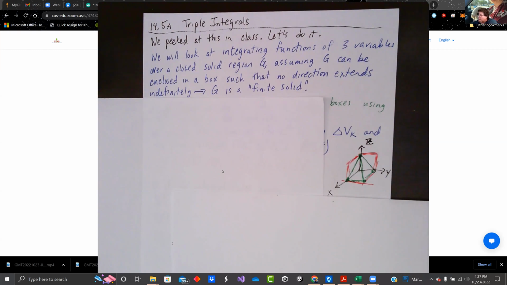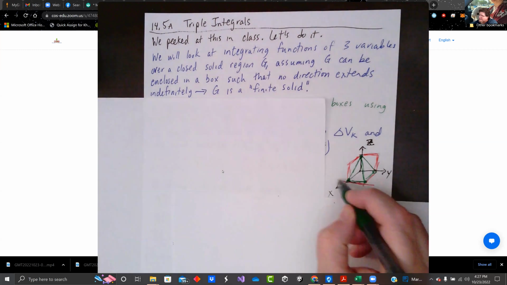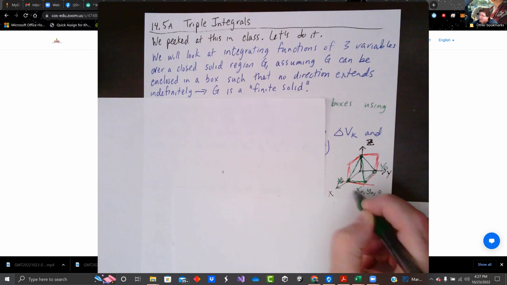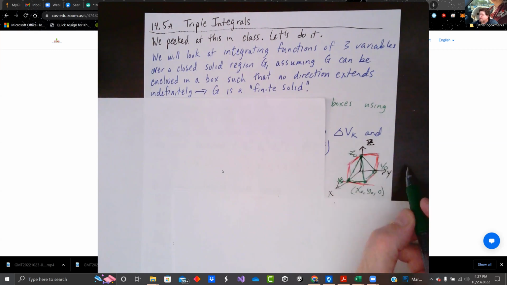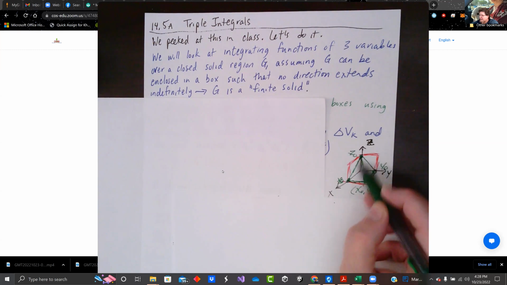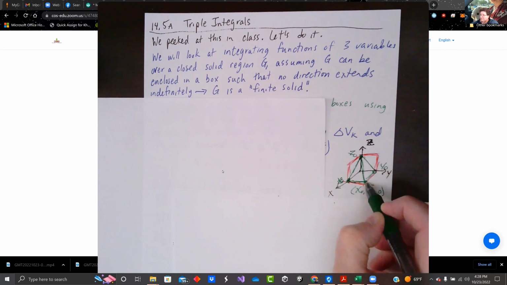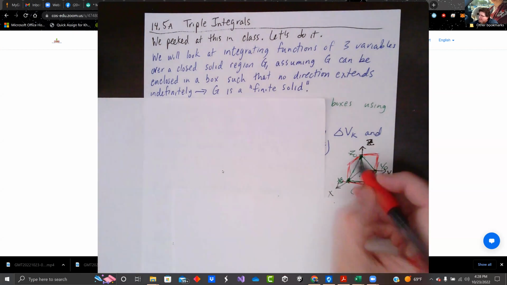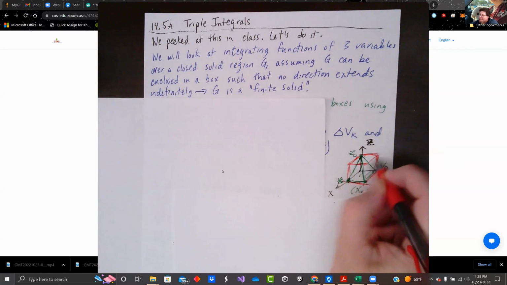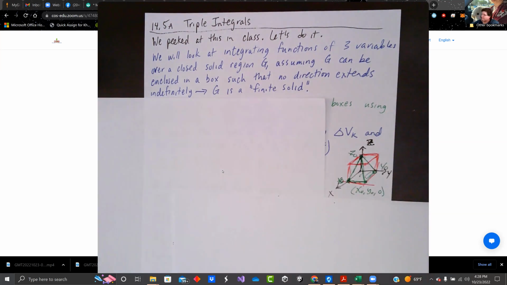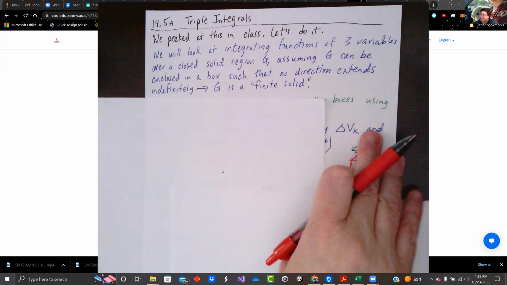So I drew a little triangle here. If this is x naught and this is y naught, so that would be x naught, y naught, 0. And let's say z naught is up here. This thing is making a line from z naught to x naught, y naught, and then x naught, y naught, 0. That's the entire solid. We can fit it into this box right here where it goes from 0 to x naught, 0 to y naught, and 0 to z naught. That's kind of all we're doing. So that's just an example of what's going on.